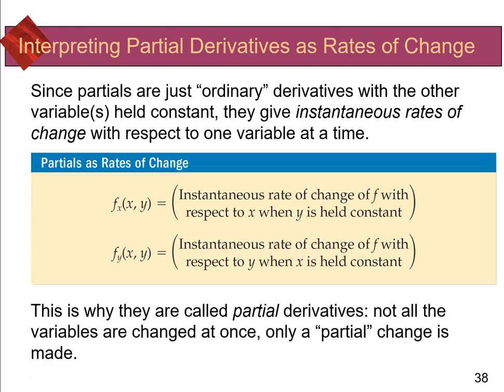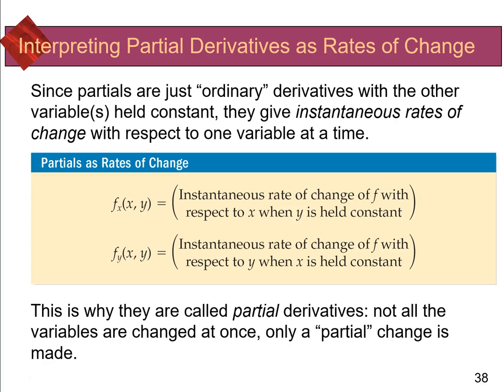Interpreting partial derivatives as rates of change. If I have more than one variable going on, something dependent upon two different things, then I could have instantaneous rates of change with respect to one variable at a time.